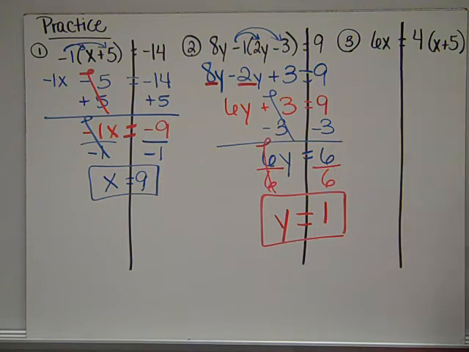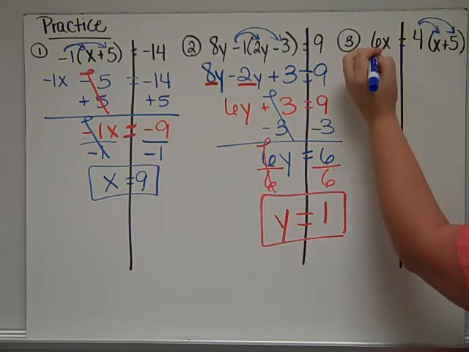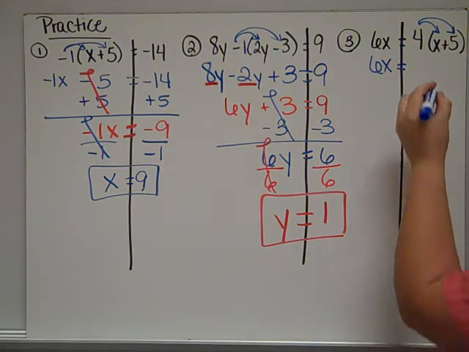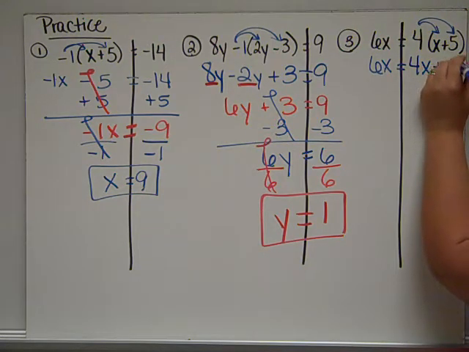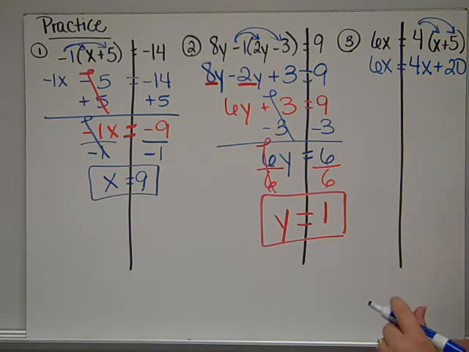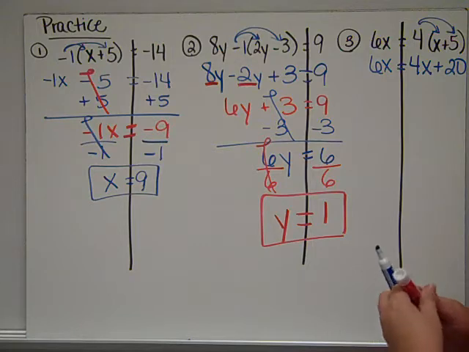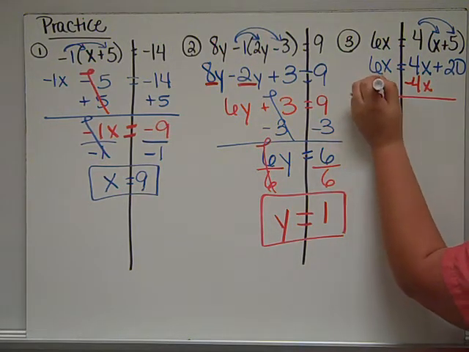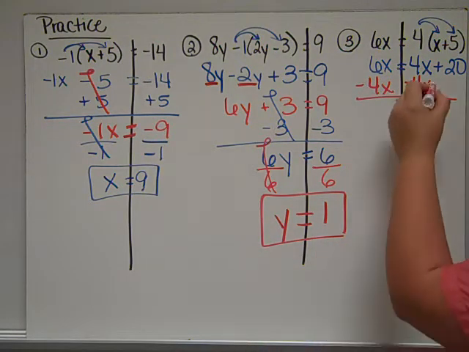Example number 3. I have parentheses, so we need to go ahead and distribute that 4 through. So 4 times x is 4x. And 4 times +5 is +20. Now notice I have variables on both sides. So it told me I need to bring my variables to one side and my constants to the other. So here I'm going to subtract 4x. Since it's positive, I have to do the inverse operation, which is subtraction.